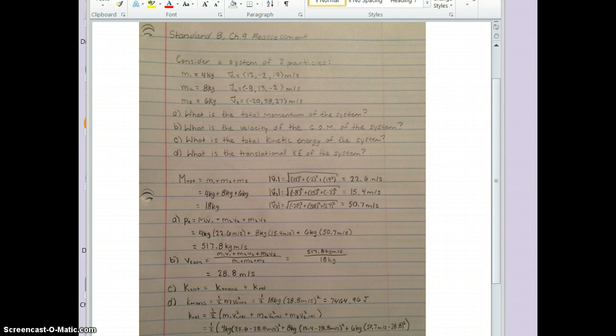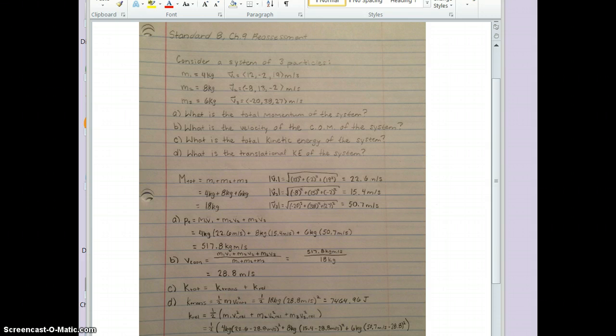B is, what is the velocity of the center of mass. And that is equal to m1 v1 plus m2 v2 plus m3 v3 over m1 plus m2 plus m3. So we've already figured out what the top portion of the fraction is in part A, and that's 517.8 kilograms meters per second, and it's divided by the total mass of the system, which we have already also figured out to be 18 kilograms. And that equals 28.8 meters per second, and that's the velocity of the center of mass of our system.